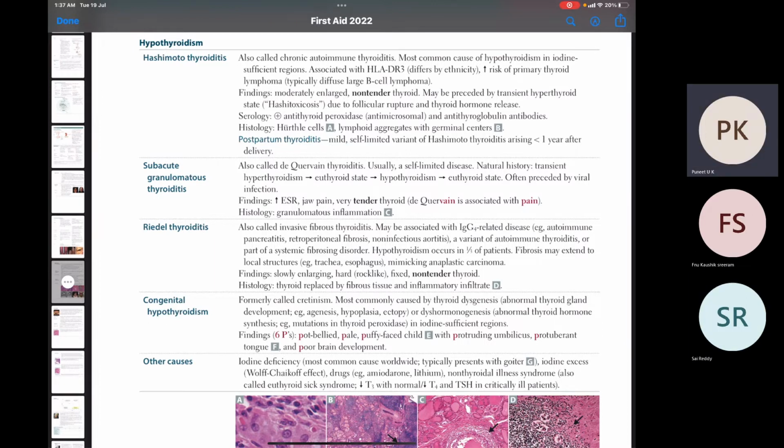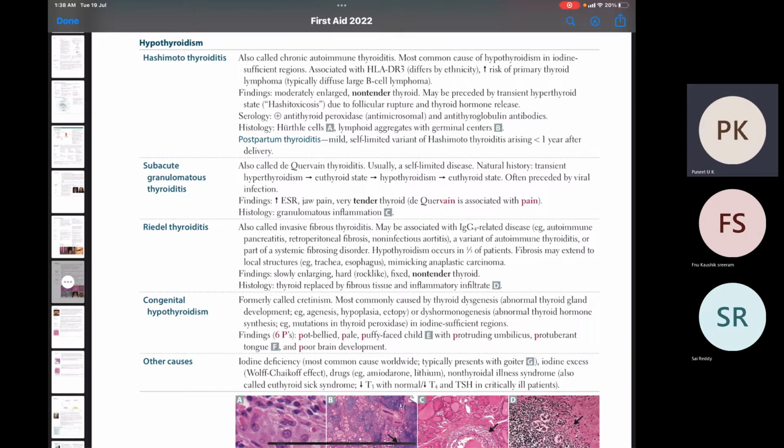So those are the common causes. Either you don't have a thyroid gland, or you have an ectopic gland which isn't producing sufficient thyroid hormone, or the hormone that's produced is not normal due to mutation in the enzymes causing the hormone release.